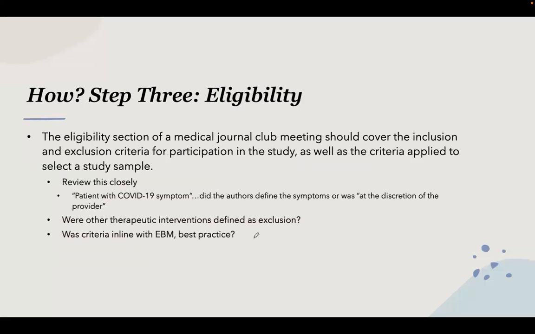Very important. Okay, step 2, eligibility. The eligibility section of the medical journal club meetings should cover the inclusion and exclusion criteria for participation in the study, as well as the criteria applied to select the sample. So review this closely. Again, I think I mentioned this. Patients with COVID symptoms, did the authors define symptoms or was it at the discretion of the provider? And I like to say if it's at the discretion of the provider, you just introduced bias, because it's qualitative, it's not quantitative.